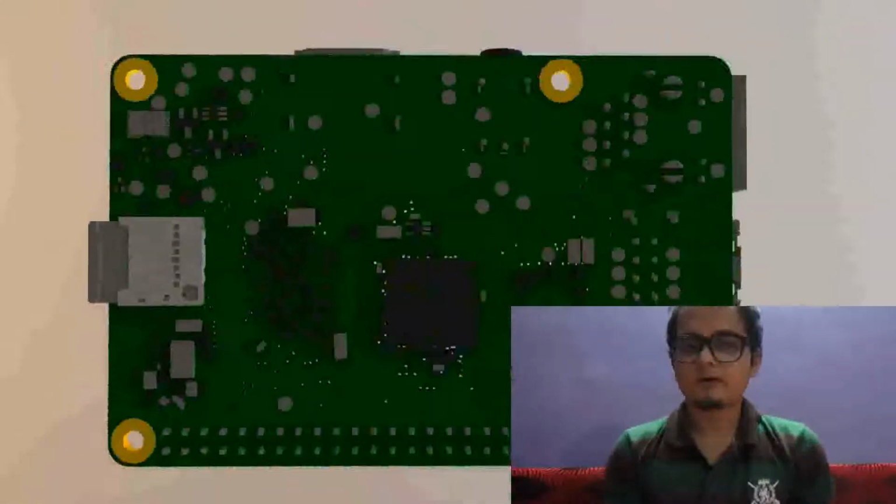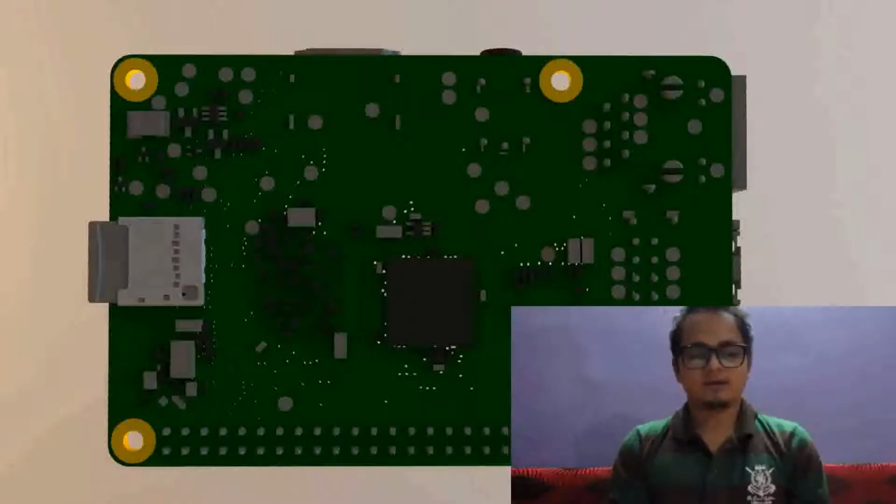Now let's flip over the Raspberry Pi. Here we can see two components. The first component is the micro SD card slot, where we insert our SD card, which contains our operating system and user data. And the chip-like structure that we can see is the 1 GB LPDDR2 SRAM.